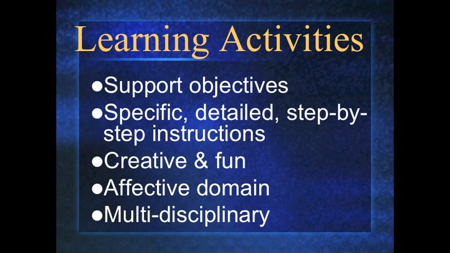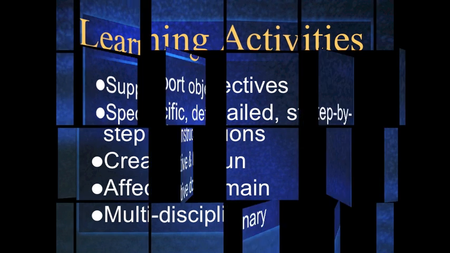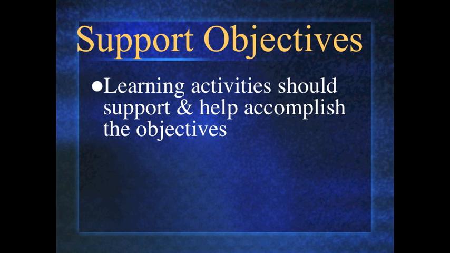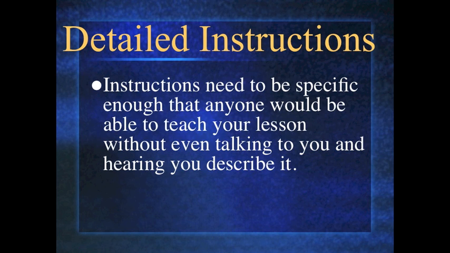So learning activities should support the objectives, be specific, detailed step-by-step instructions for the teacher, be creative and fun, touch on the affective domain of learning, and be multidisciplinary. Support the objectives. Just like the objectives should support and help accomplish the overall goal, the learning activities should support and help accomplish the objectives. Learning activities or direct instruction could include reading a book, displaying diagrams, showing real-life examples of the subject matter, using props, discussing relevant characteristics, watching a video, or other hands-on and/or presentational steps directly related to your lesson plan's stated objective.